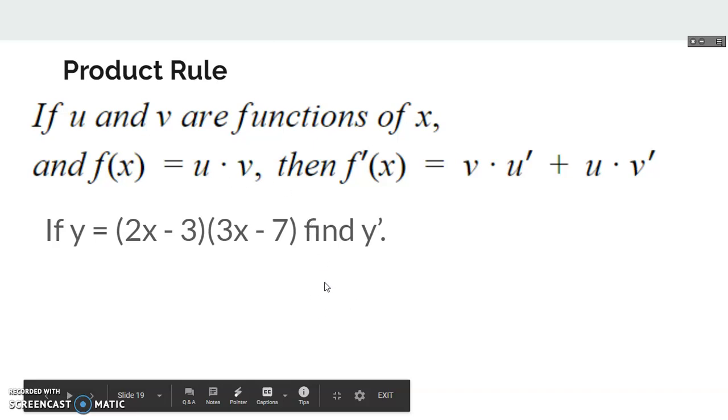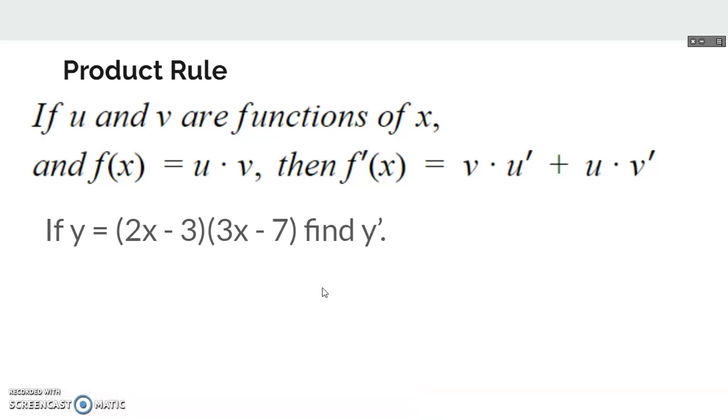The 2 other rules that you need to learn for this unit are the product rule and the quotient rule. And they're big. They show up all over the AP exam. If you are multiplying 2 functions, you cannot just multiply the derivatives. You have to use the product rule.